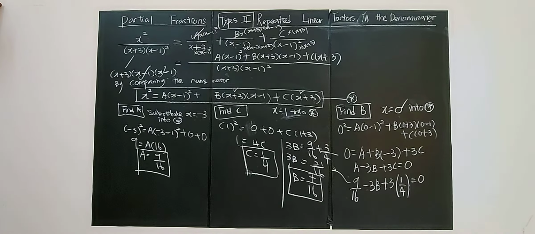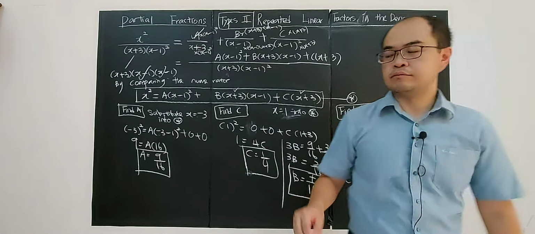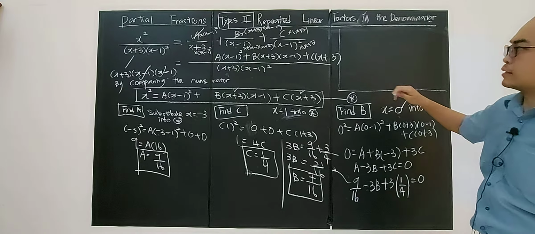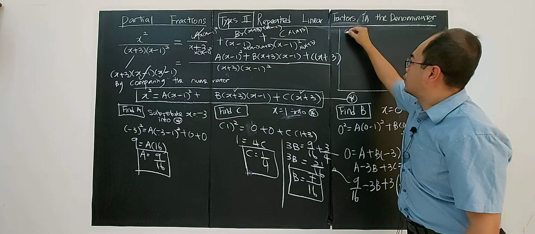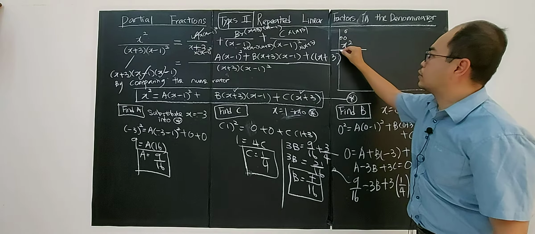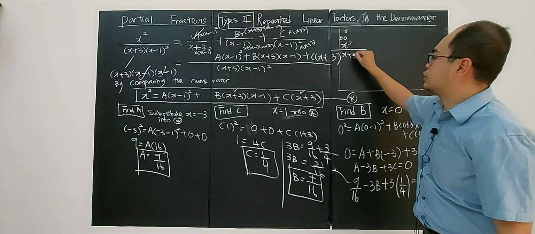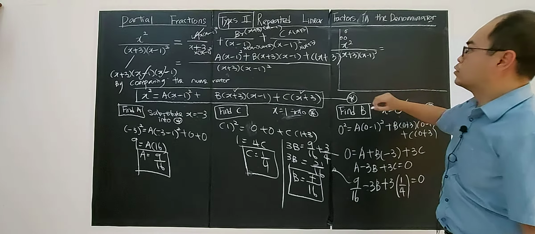You have a, you have b, you have c. Wow, you have completed your work, right? So finally, you do the conclusion. Wow, very messy, my work. So hope you can understand. So therefore, your x squared over x plus 3, x minus 1 squared is equal to, first, what's your a?